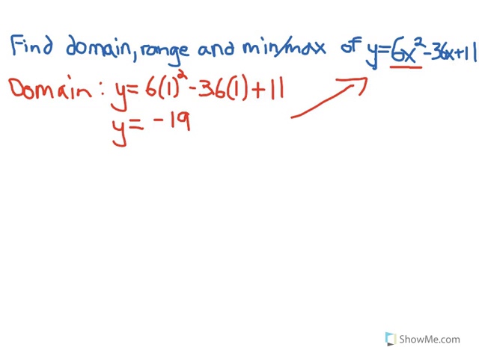Now, if we think about this equation, it's just a polynomial, right? y equals 6x squared minus 36x plus 11. So any number we've ever heard of, decimals, fractions, or integers, we can plug in for x there, square it, and then multiply it by 6 here, multiply it by 36 here, and add 11 onto it, and we'll get some answer. Which means the domain is x is an element of the reals.